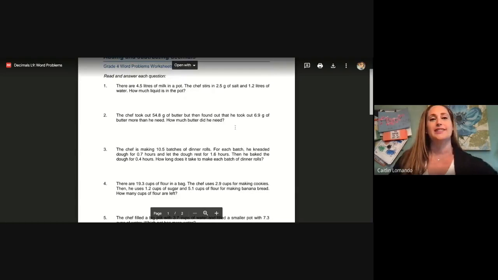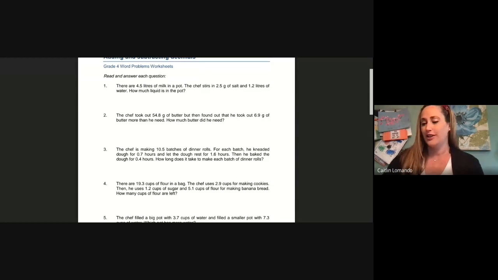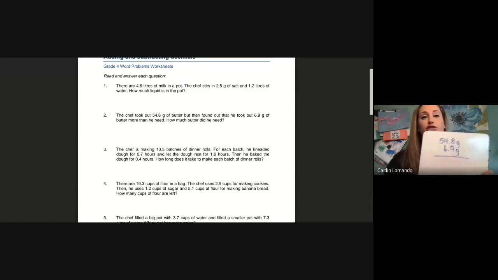Our next one says the chef took out 58 8/10 grams of butter, but then found out that he took out 6.9 grams of butter more than he needed. How much butter did he need? Well, first, he took out 54 and 8/10 grams. I always like to put the unit. And then he found out that he took out 6 and 9/10 grams more than he needed. So he had way too much.